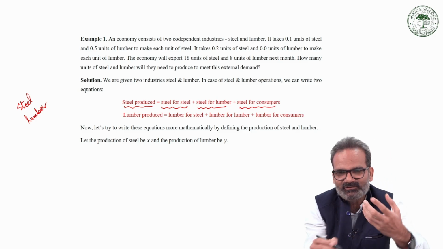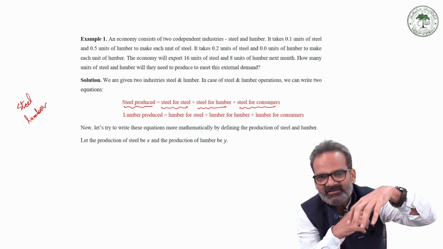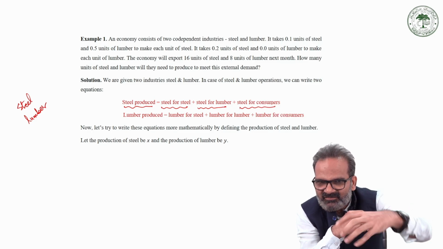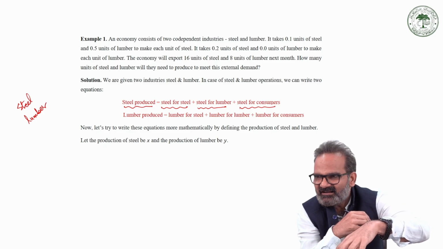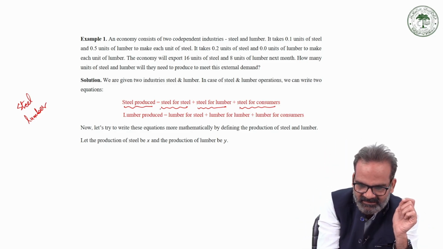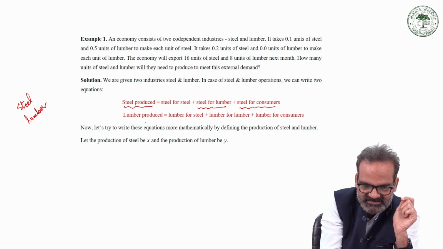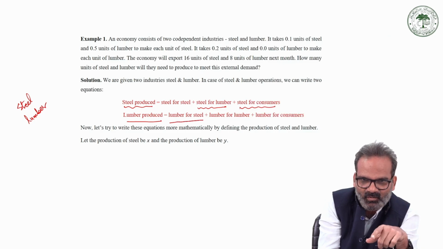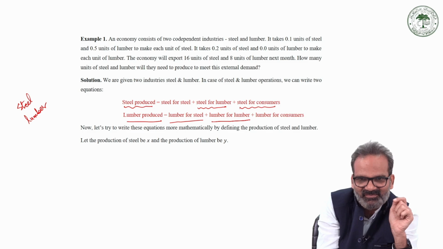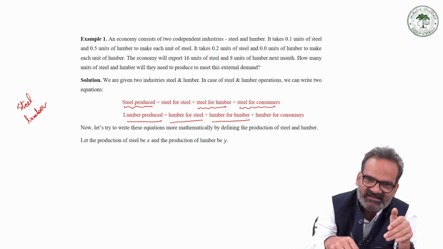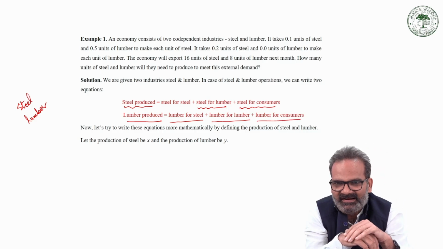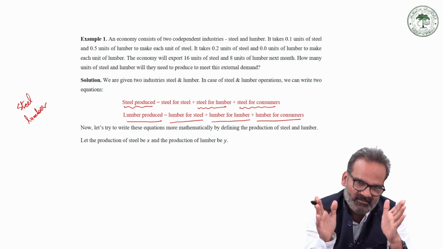What does it mean? There is no industry which runs independently. If the steel industry is producing steel, then some portion of the steel will be consumed by the steel industry itself. So this is the steel required for steel. Likewise, lumber production: how much lumber is required for steel, and lumber for lumber itself. Lumber needs lumber itself for its production, and the rest goes outside as final demand. Clear? Are you getting the objective?